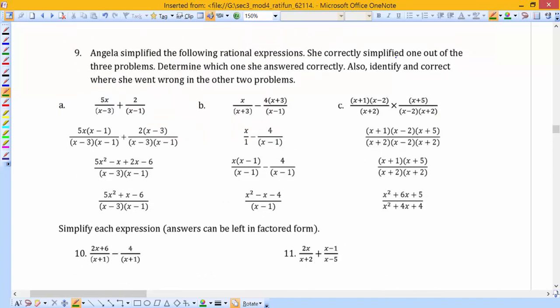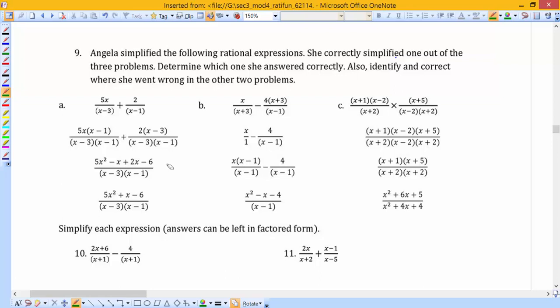In 9, you are given a rational expression that has been simplified, and you need to find the one that she did correct. Angela made some mistakes. So you need to find the errors and you need to fix them. That's analysis. I need to look at the work. I need to analyze it.